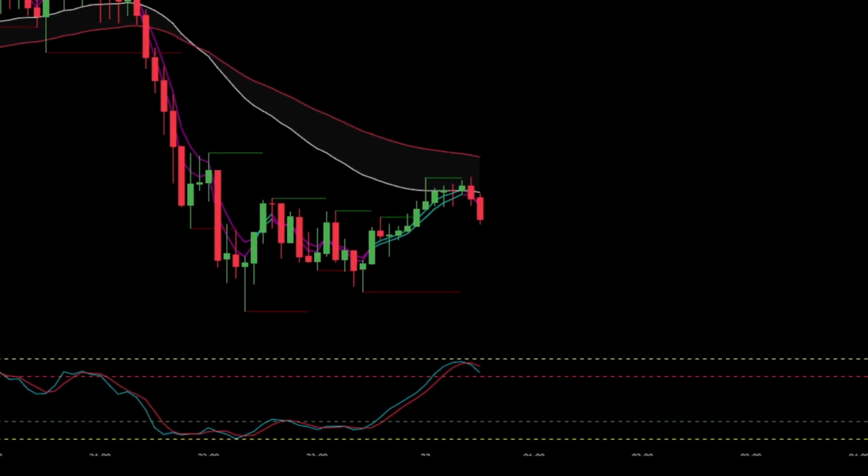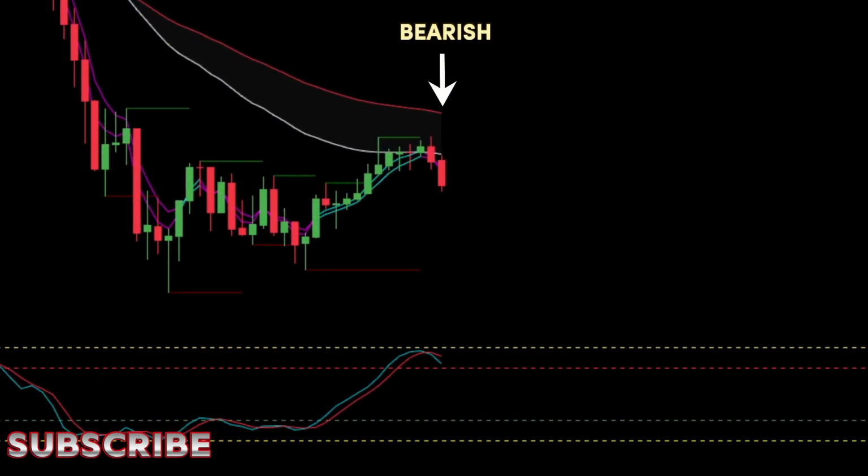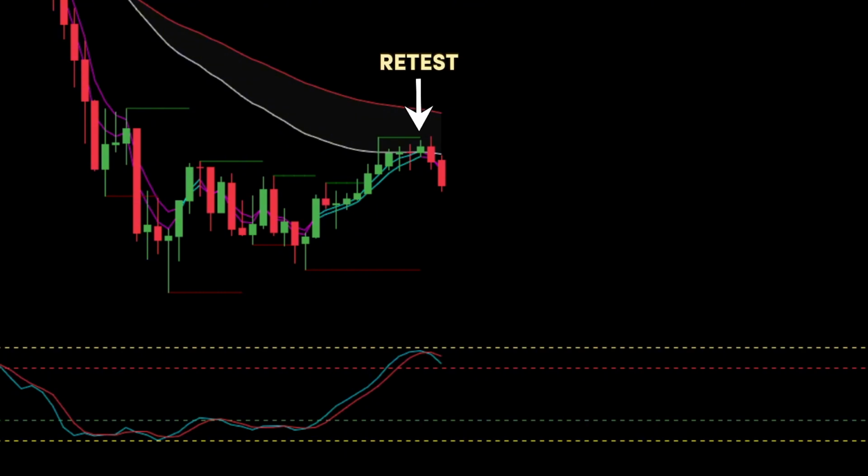How to place a sell entry. If the fast anchored MA crosses below or stays below the medium anchored MA, it indicates a bearish trend. Before placing an entry, you can wait for the price candlestick to retest the fast and medium anchored MA areas. Wait until the stochastic oscillator signal line enters the sell zone.